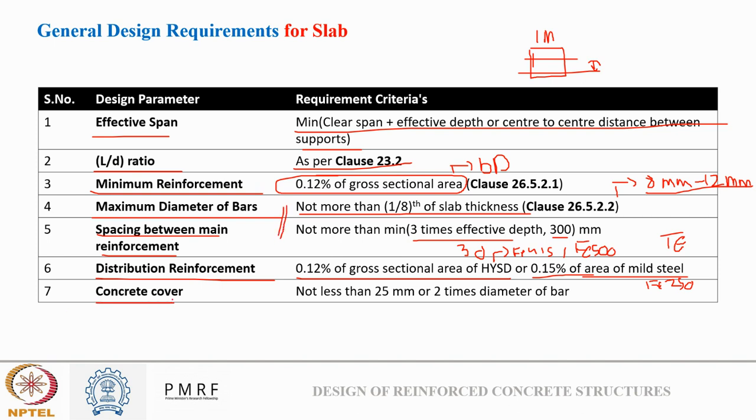And concrete cover should not be less than 25 mm or 2 times the diameter of bar. Now this 25 may be reduced to 20 mm or 15 mm depending upon the exposure condition. When we have mild exposure condition, we can even go down to 15 mm. So these are some of the basic design parameters and their required criteria.